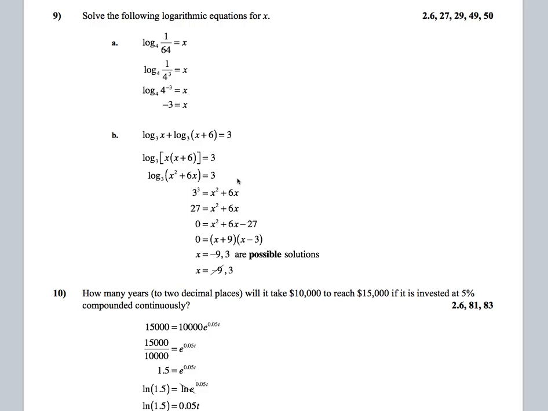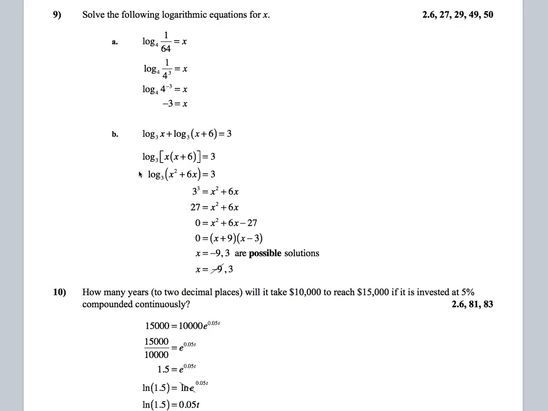And then we rewrite this in exponential form. Remember that we cross the log out and we write this base to this exponent, and this expression comes to the right side of the equation. So 3 cubed is equal to this expression, x squared plus 6x. Well, 3 cubed is 27, and this is a quadratic, and we can solve that easily by factoring. So we subtract the 27 from both sides, and then factor. X squared plus 6x minus 27 factors as x plus 9 times x minus 3.